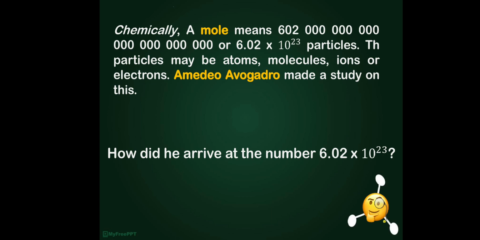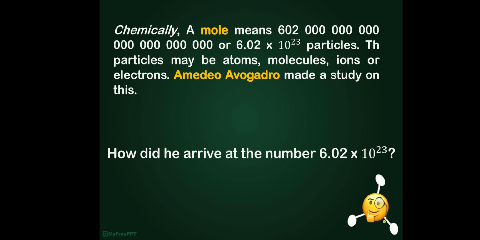Again, for the mole, it means a very, very large number. For example, here, it's actually 602 septillion already. So how can we make it into its simplest form? Of course, by means of scientific notation: 6.02 times 10 to the power of 23 particles. The particles may be atoms, molecules, ions, or electrons.